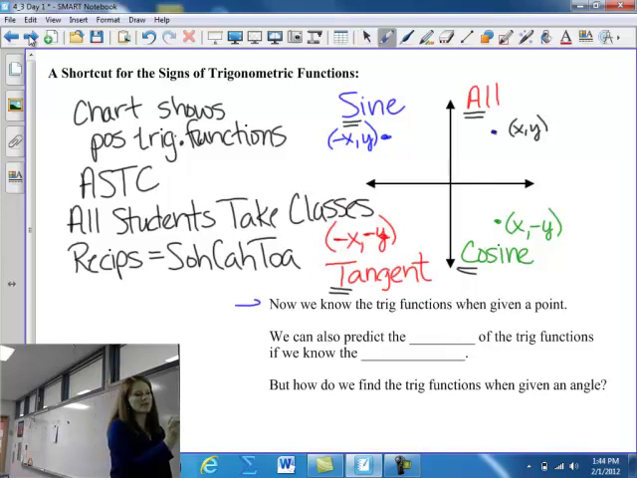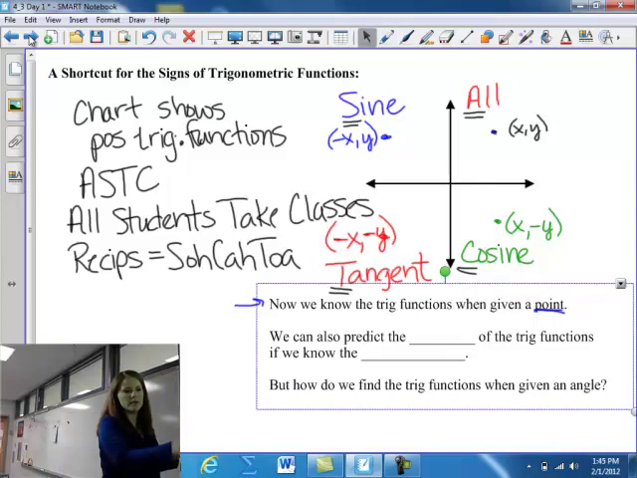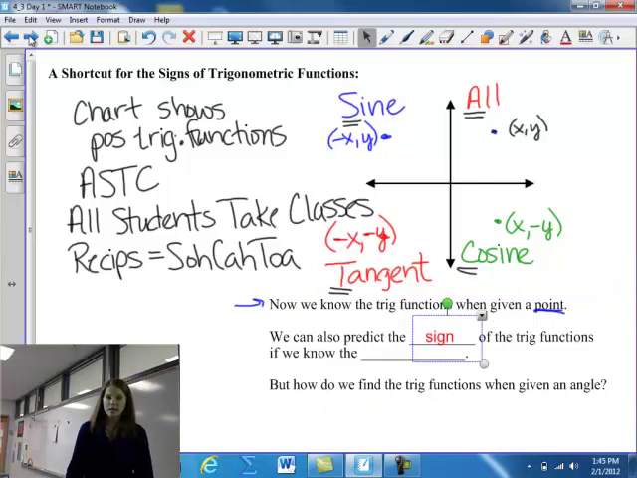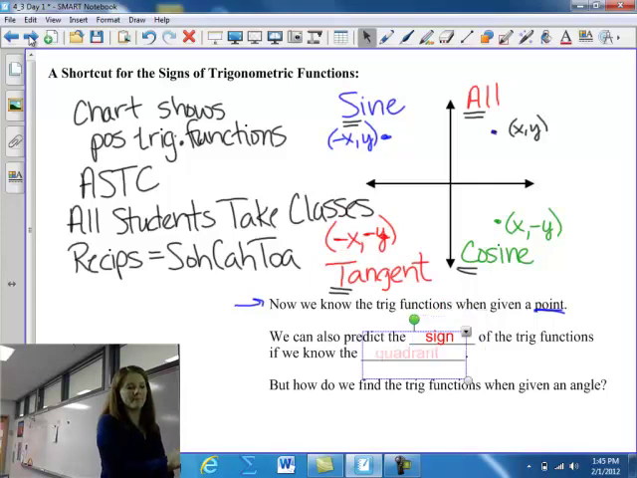The last thing to think about before the next lesson. Now that we know the trig functions when we are given a point, an xy ordered pair, and we can also predict the sign, whether it's positive or negative, of the trig functions if we know the what? Quadrant. If we know where it is on the unit circle or on a circle, we can tell you whether it's going to be positive or negative. So then the last question is, how are we going to find the trig functions when we are actually given an angle? And that's a topic that we will cover in the second half of 4.3. We gotta wait. All right. Just a little tease for you. I know, you're at the edge of your seat, right?